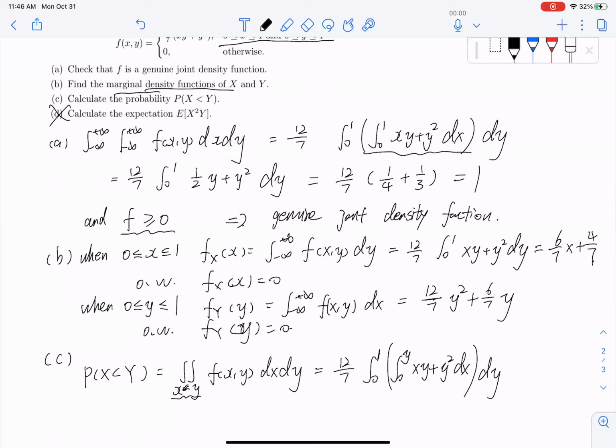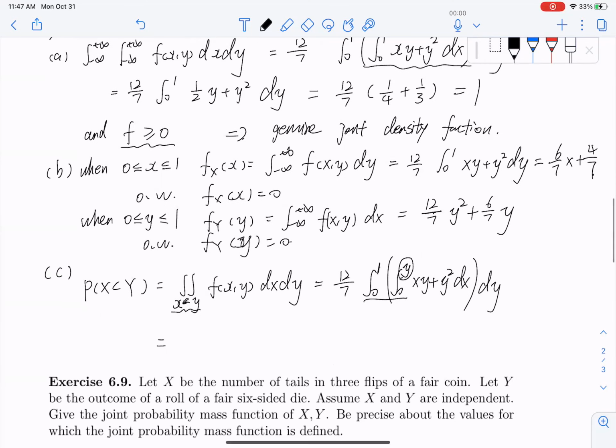Okay. So you see the difference when we calculate some probability. The integration area for x and y are independent. But in this case, since we require x is less than y, the integration area for x depends on y. Then if we do the inner integration, we're treating y as a constant, a fixed number.